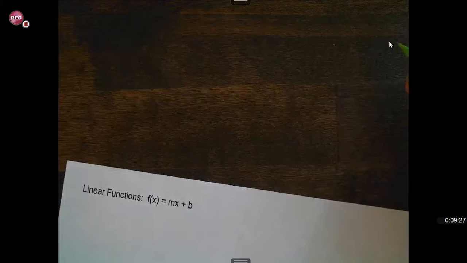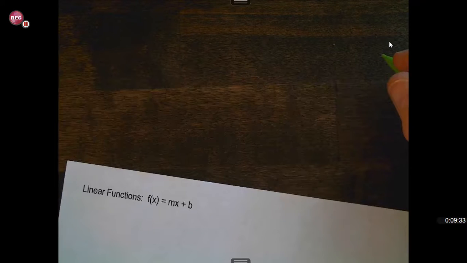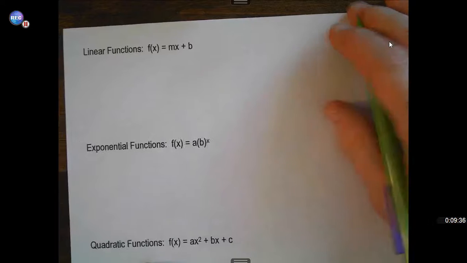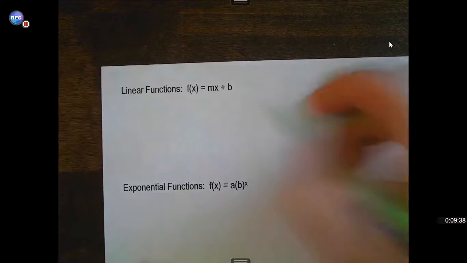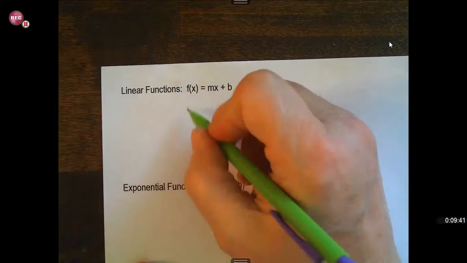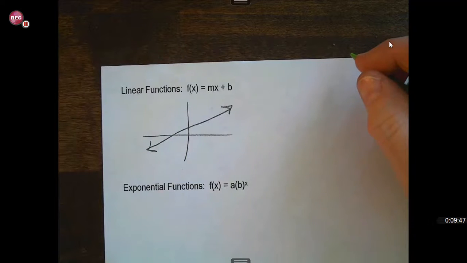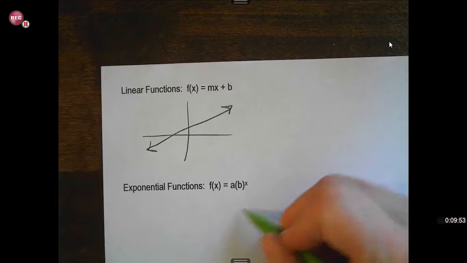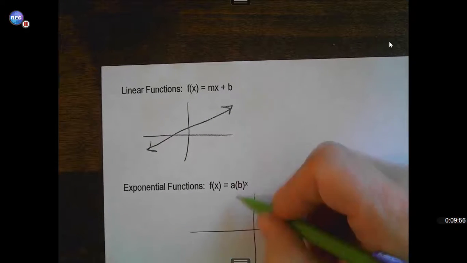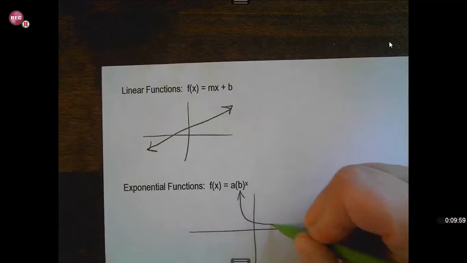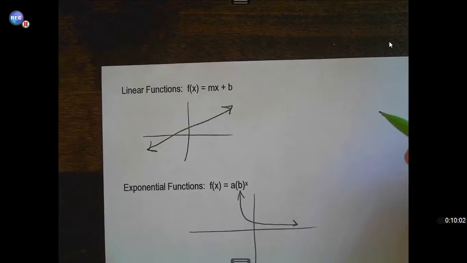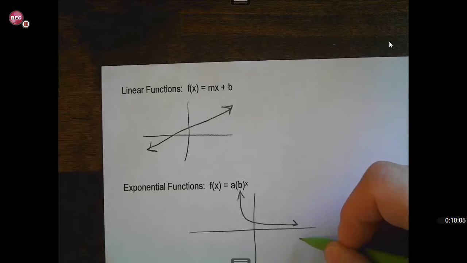And I'm not going to do those other two questions. So to summarize, linear functions: f of x equals mx plus b. The graph of a linear function is a line where the slope is m and the y-intercept is b. Exponential functions are functions we graphed that looked like this, where the x-axis is actually an asymptote. It's going to get closer and closer and closer, but it's never going to touch.